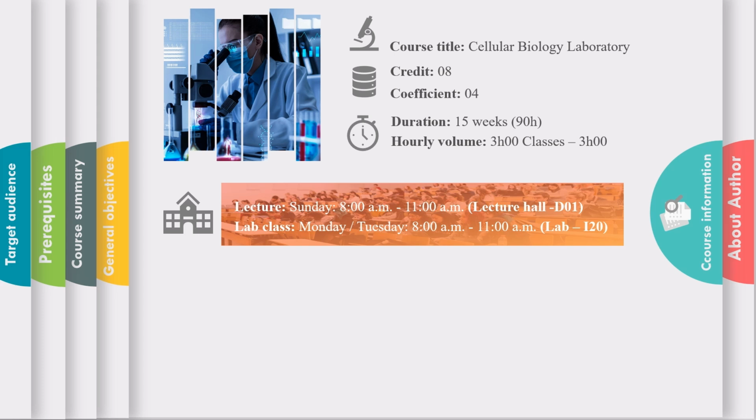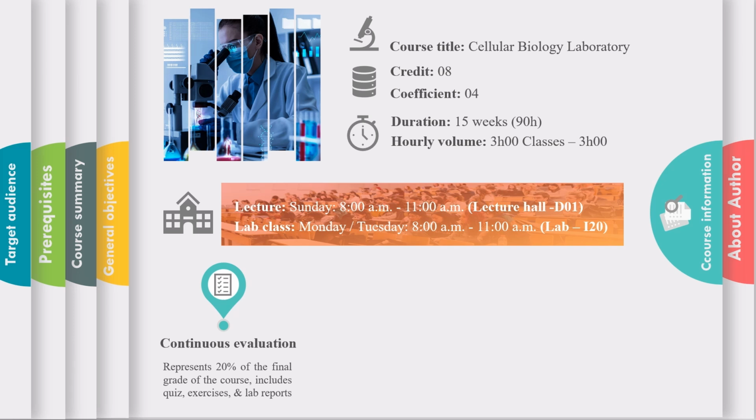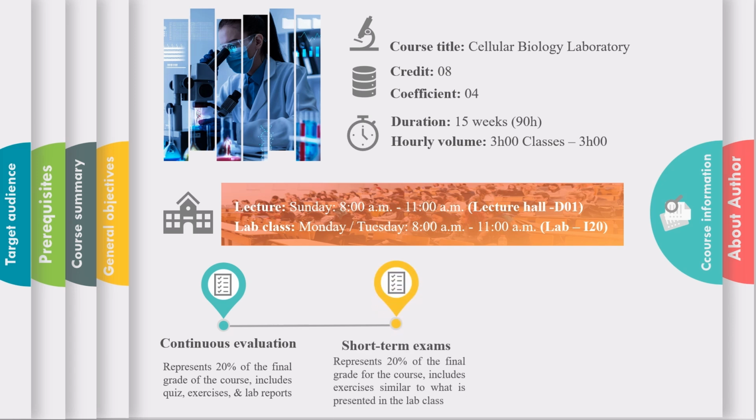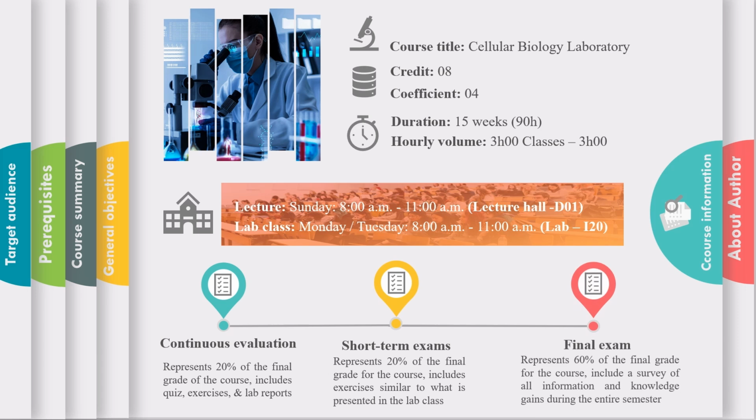Regarding the evaluation method, the continuous evaluation represents 20% of the final grade. This one will include experiments and lab report, followed by a short-term exam with the 20% of the final grade. This will include exercise like what we have learned in the lab classes. And the final exam will present 60% of the final grade of this course.